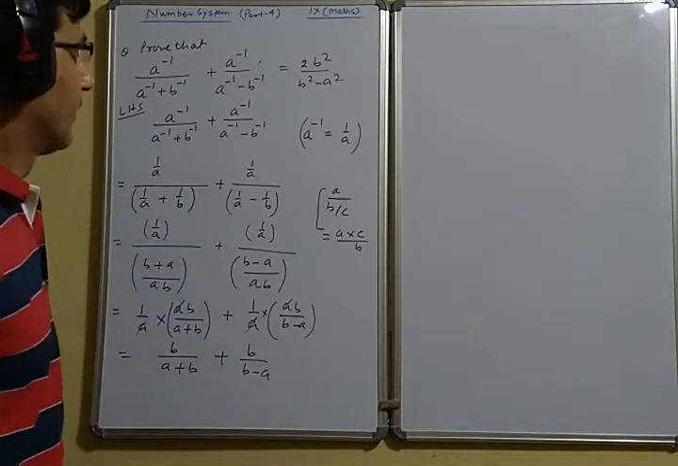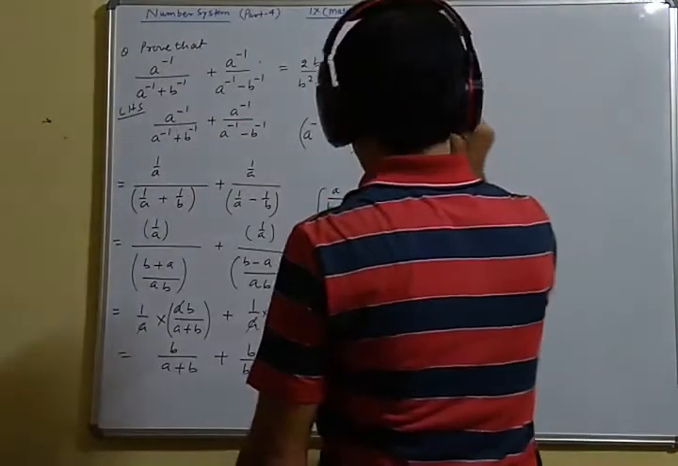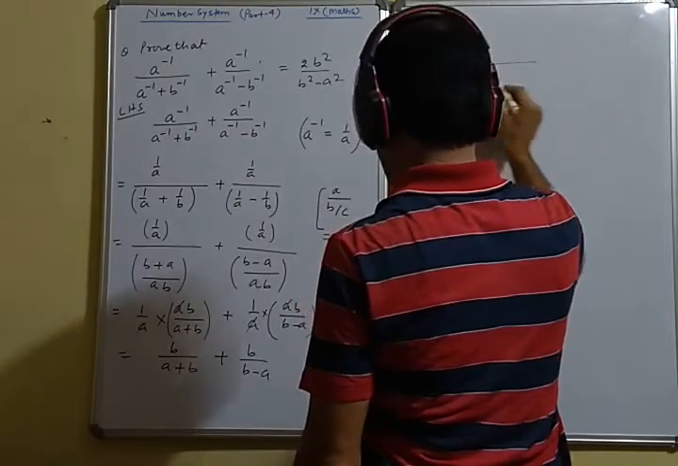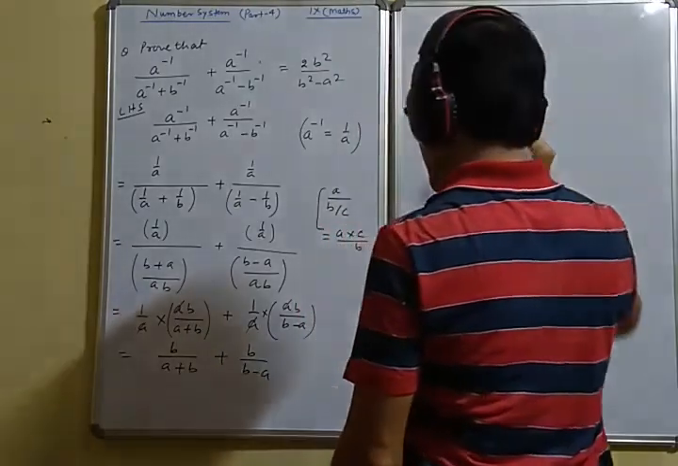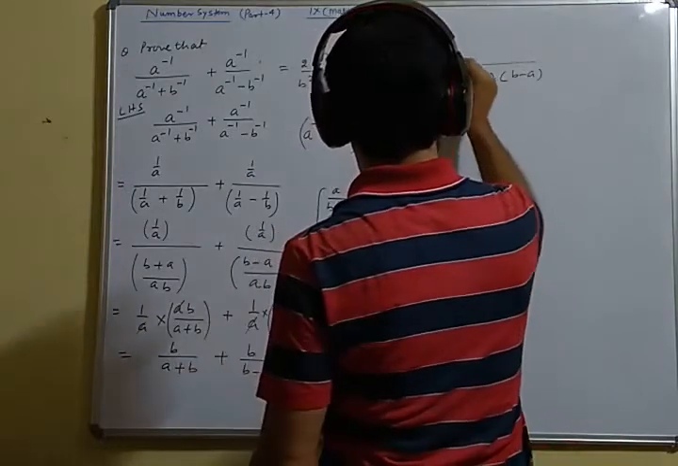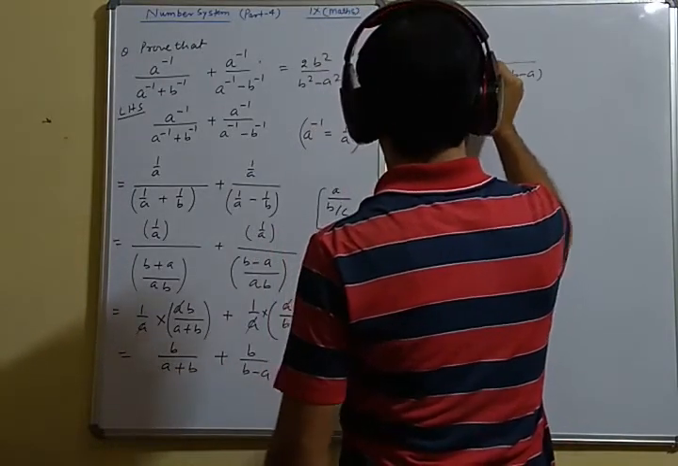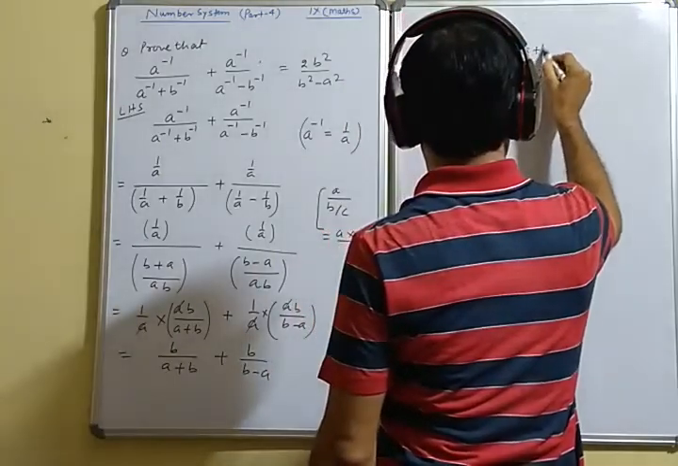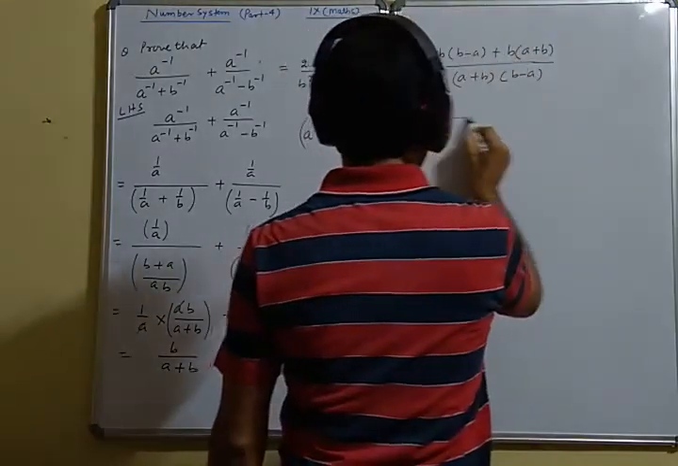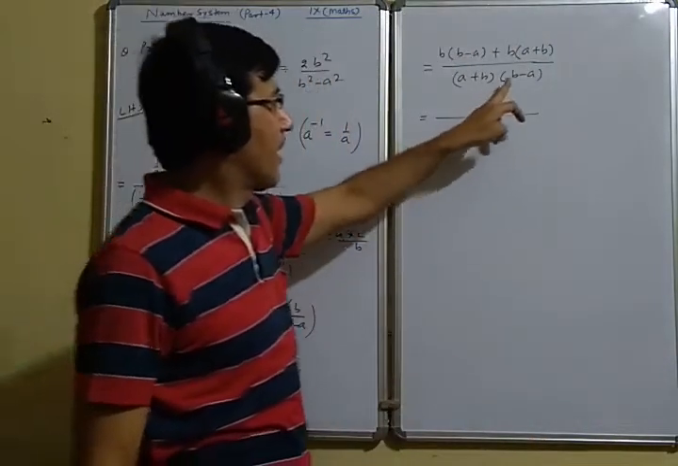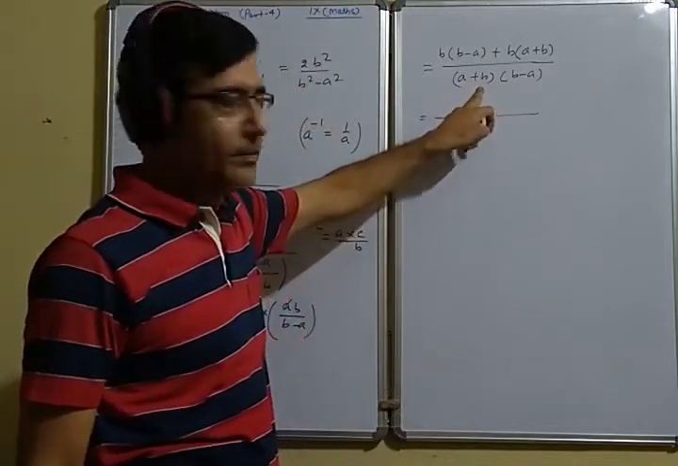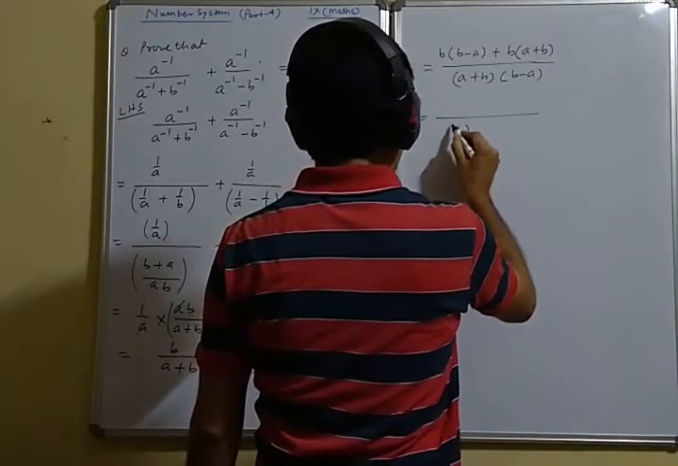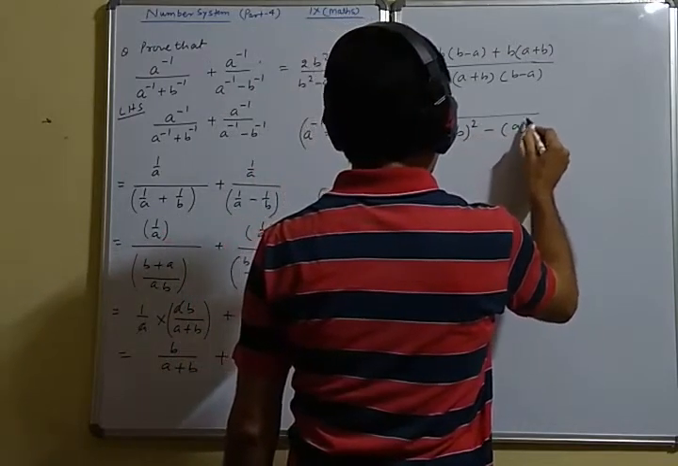So now let us see the next step. Take LCM. It is A plus B. This is B minus A. So now it becomes B times B minus A plus B times A plus B. Now simplify it. In denominator it is A minus B and A plus B form. So what it becomes? A square minus B square. So it becomes B square minus A square.